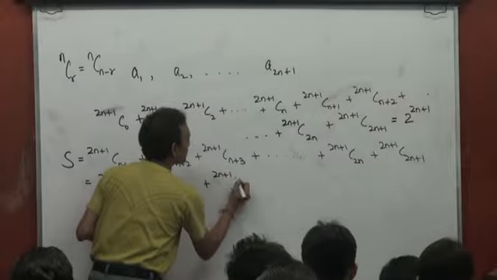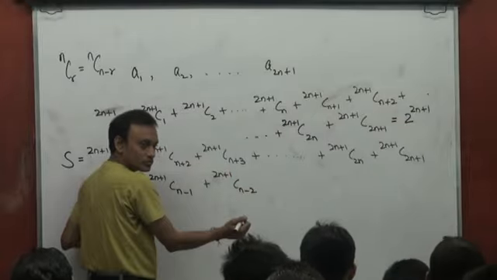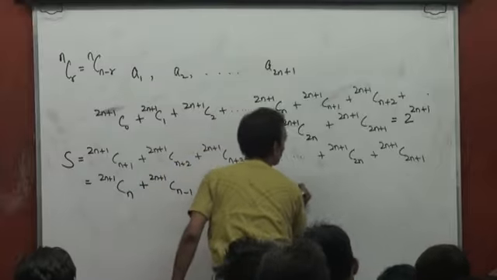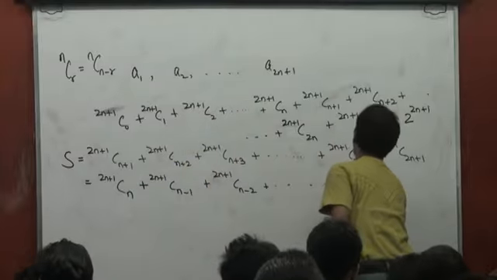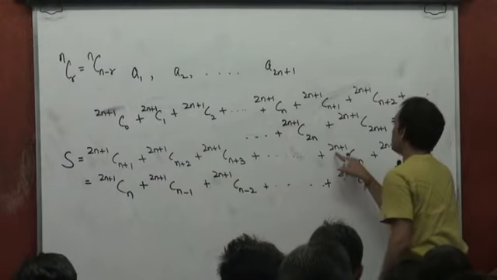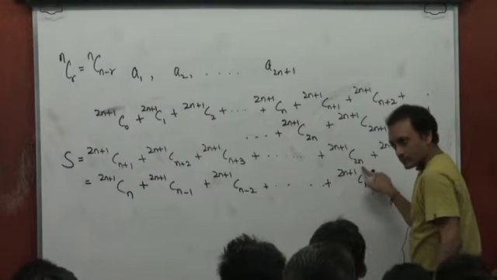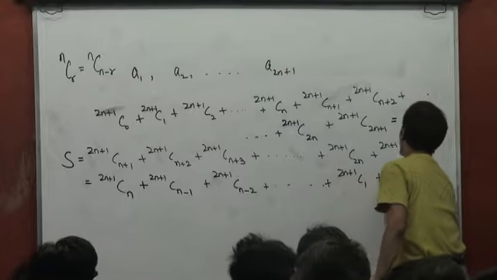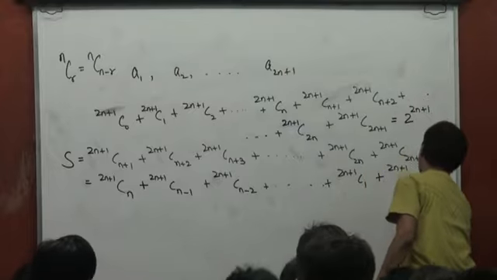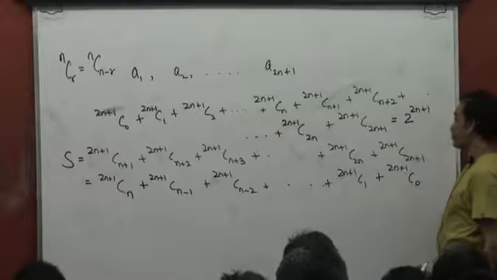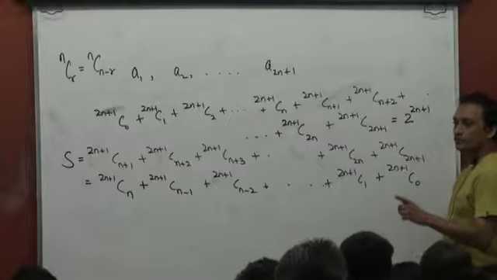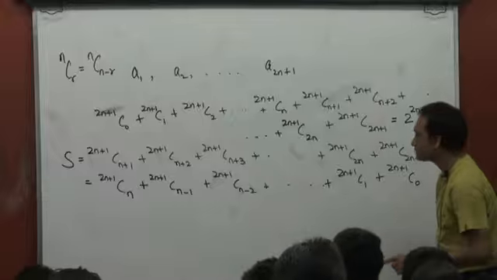(2n+1)C(n-2). Going this way, (2n+1)C1, (2n+1) minus 2n is 1, and then (2n+1)C0. Yes or no? You know what I'm saying?